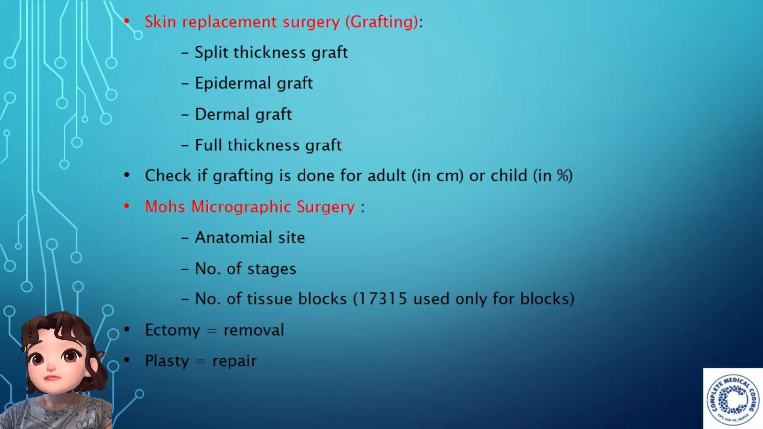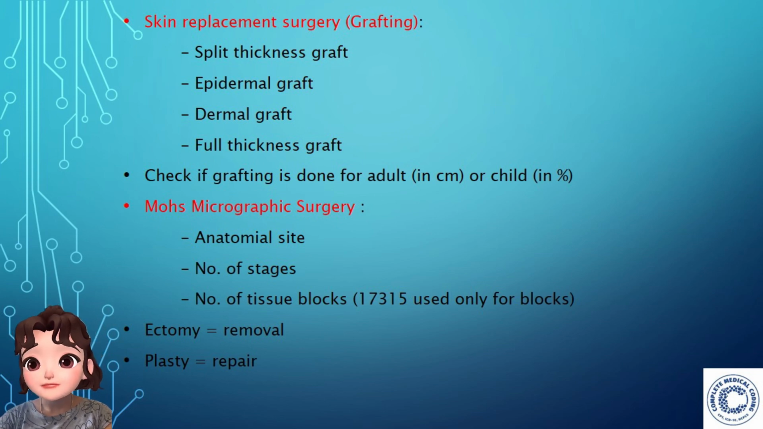Now, skin replacement surgery, which is called grafting. There are 4 different grafts: split thickness graft, epidermal graft, dermal graft, and full thickness graft. First, we need to check if the grafting is done for an adult or for a child. If it is done for an adult, then the measurement will be in centimeter. If it is mentioned in percentage, it means the grafting is done for a child.